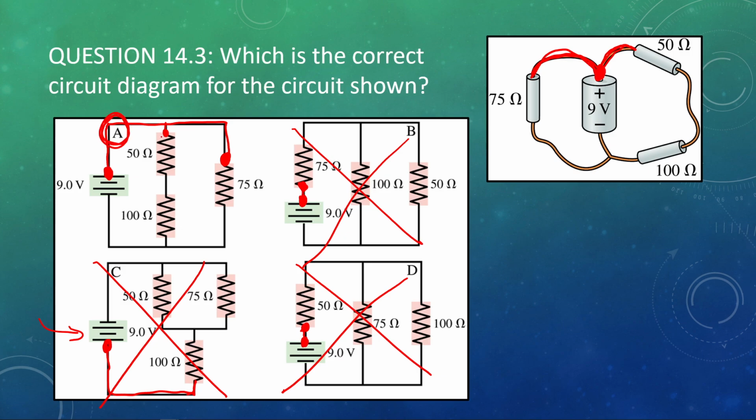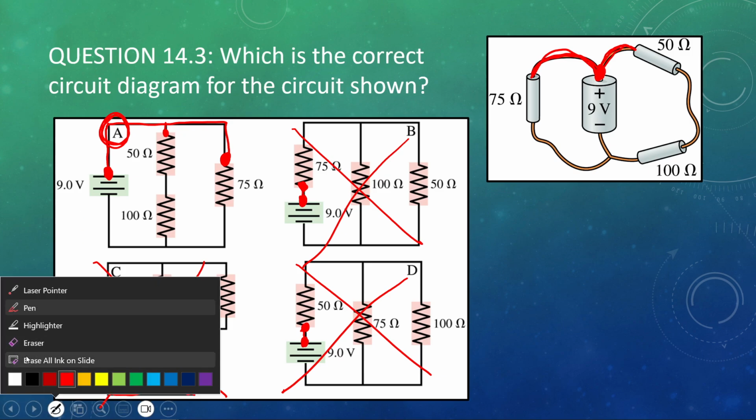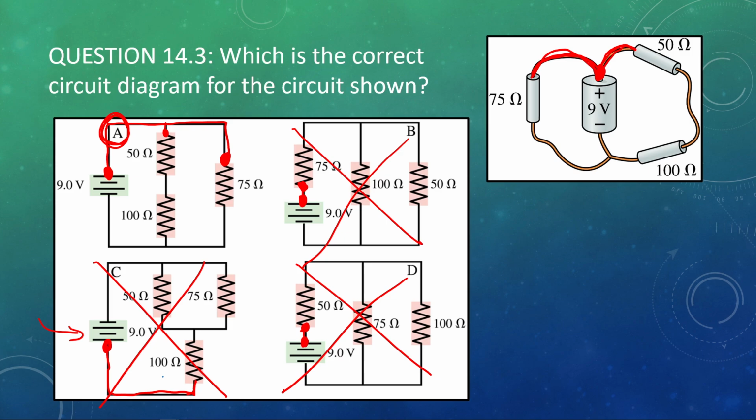We see the positive end of the battery connected both to a 75 and a 50 ohm resistor. But let's check everything else like we did in the last one just to make sure. The negative terminal of the battery is connected both to the 100 ohm resistor and to the 75. Excellent, that's what we want. And then that 100 ohm resistor is connected to the 50, and indeed, we see that here. That is the correct circuit diagram for the circuit on the right.